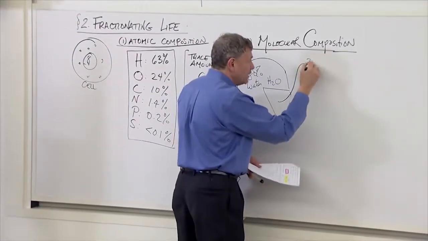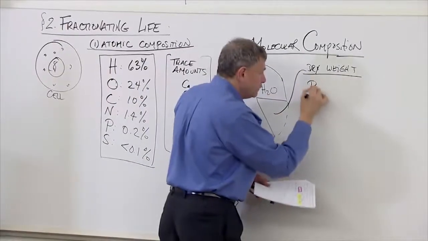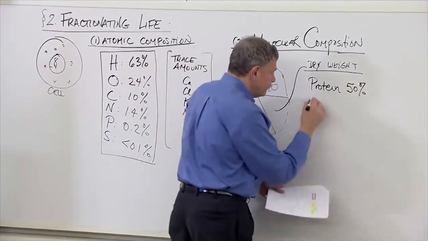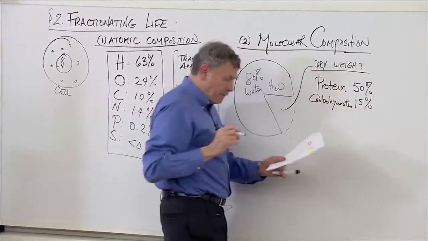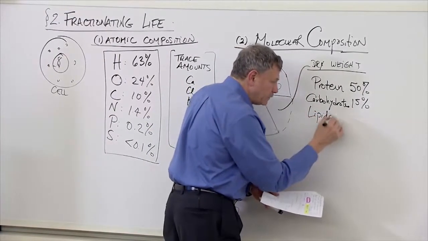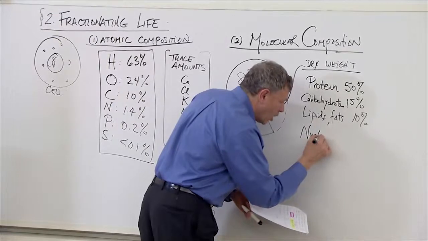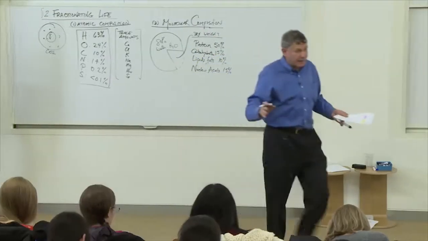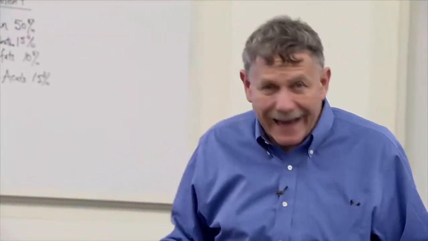So now let's look at the dry weight, and this we are going to do by weight, not by atom count. About 50% of your dry weight is protein. About 15% is carbohydrates. We'll talk about those things. Lipids and fats, about 10%. And nucleic acids, DNA and RNA, about 15%. So we've got you at the atomic level, and at the level of these big categories: water, proteins, carbohydrates, lipids, nucleic acids. Again, this is not that interesting a description, but that's a bulk description.